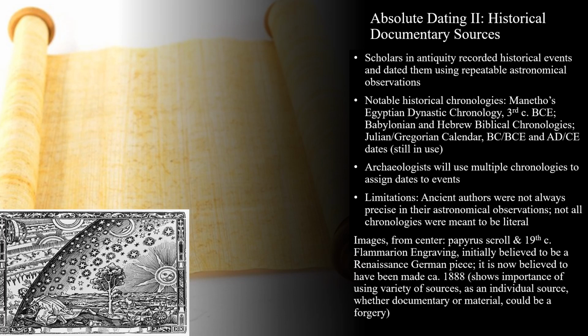There are, of course, some limitations with using these ancient documentary sources. Ancient authors were not always precise in their astronomical observations. They didn't say where they were when they observed the star Sirius in the night sky, for example. In addition, not all chronologies were meant to be taken literally.